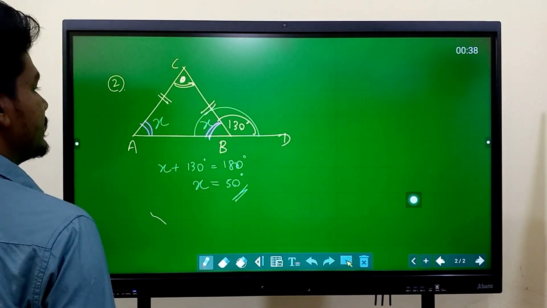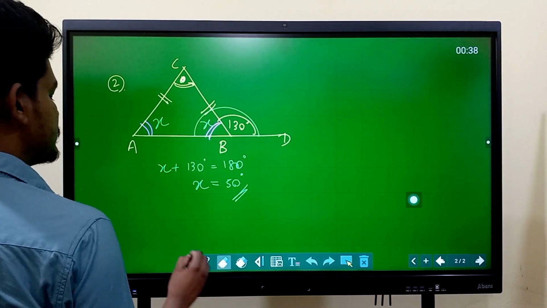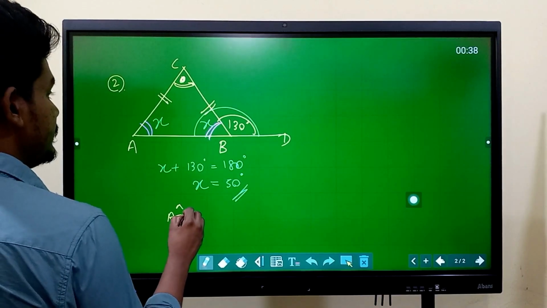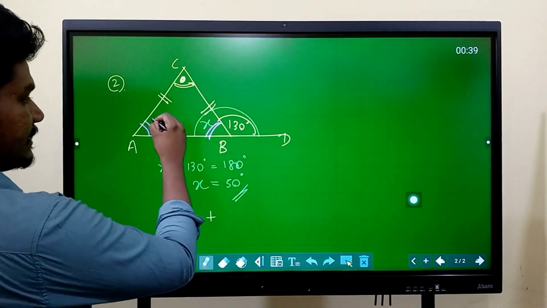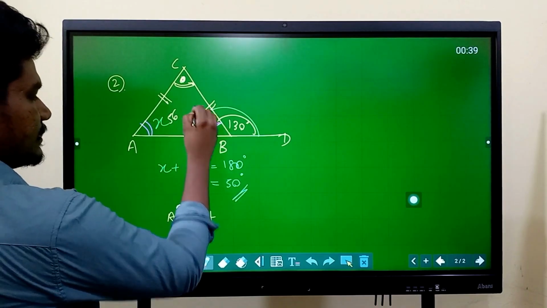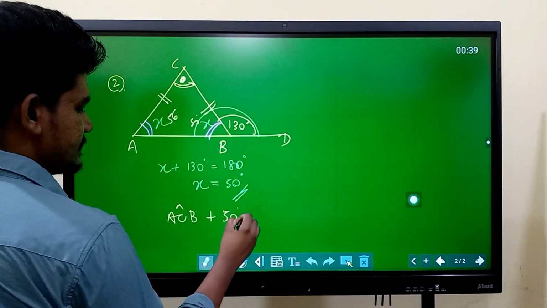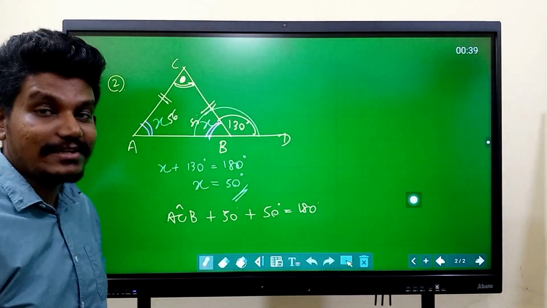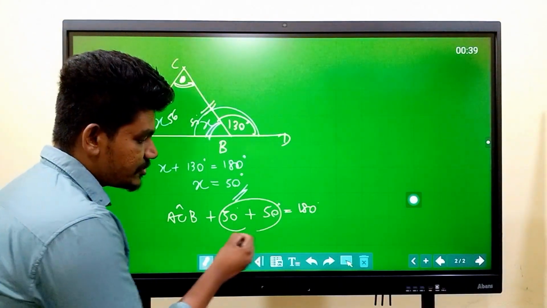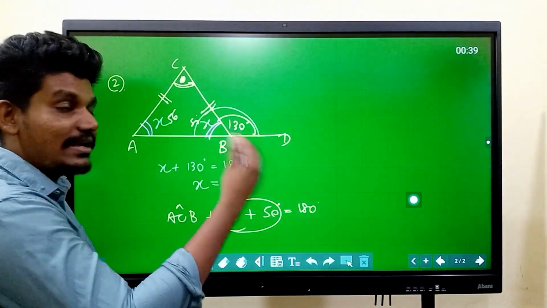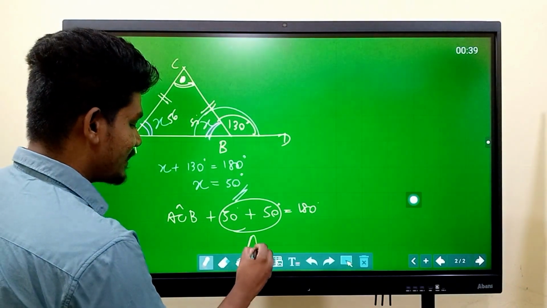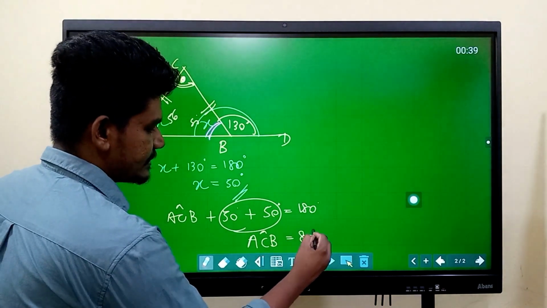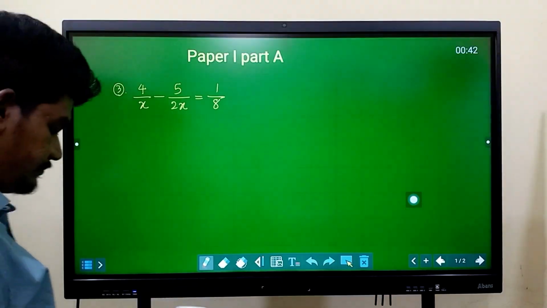How can you find that value? Angle ACB plus 2x, that is 50 plus 50 degrees, they add up to 180 degrees. 50 plus 50 is 100, then we have to subtract 100 from 180. So the magnitude ACB equals 80 degrees. That's the answer for question 2.